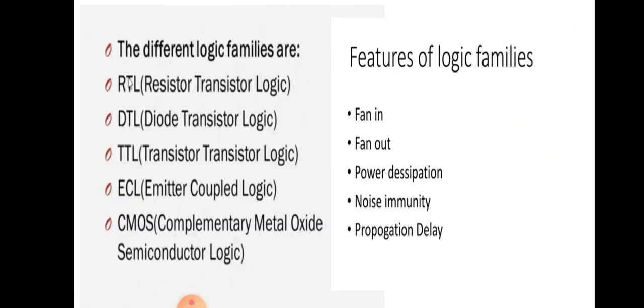These are the topics which we have seen in the previous lecture. We have seen what are the different logic families, that is RTL, DTL, TTL, ECL, CMOS. Then we have seen features of logic families. First we have seen fan in, then fan out, then power dissipation, noise immunity and propagation delay. All these points we have seen in detail in the previous lecture.